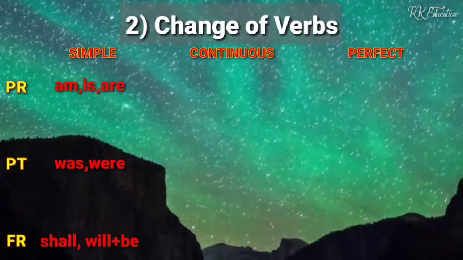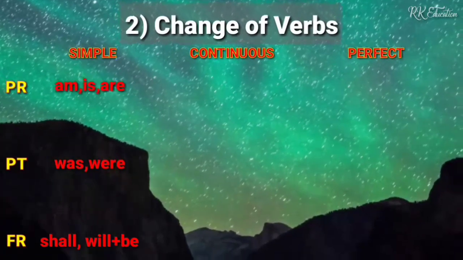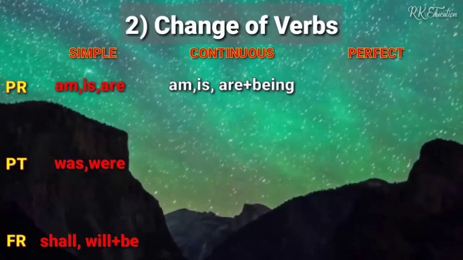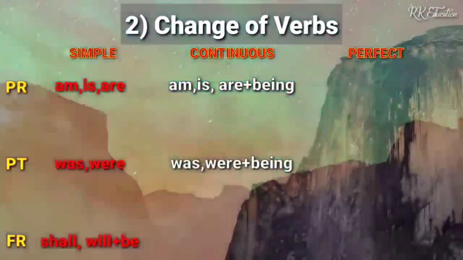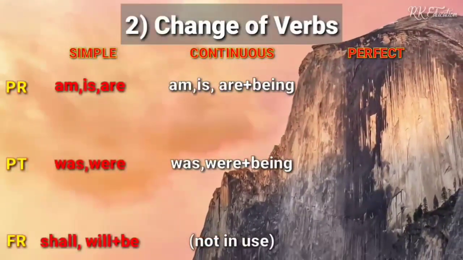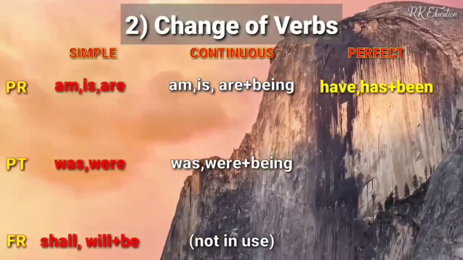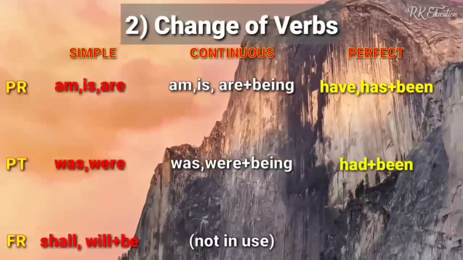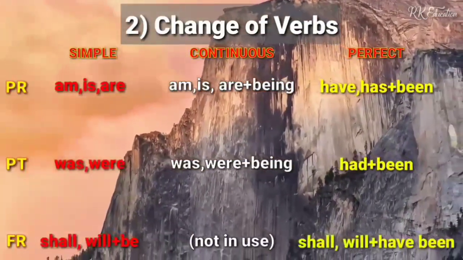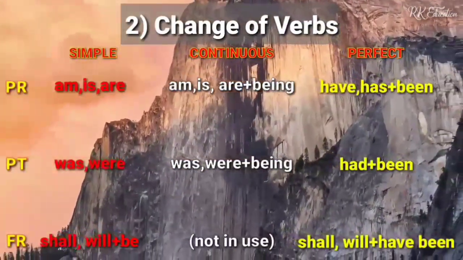For present continuous, am, is, are plus being. For past continuous, was, were plus being. And for future continuous, it is not used. And for present perfect, have, has plus been. And for past perfect, had plus been. And for future perfect, shall or will plus have been.